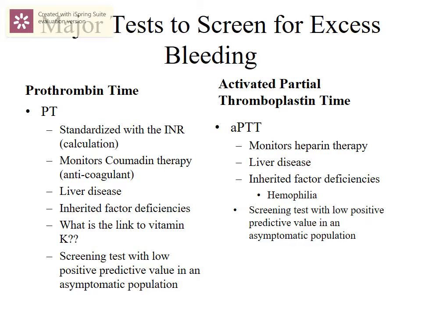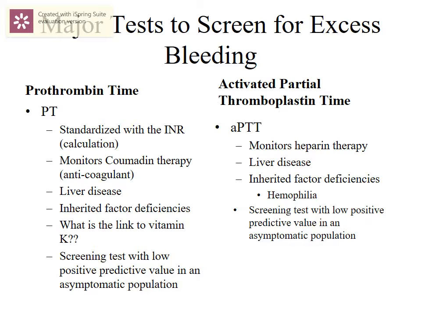This is a screening test with a low positive predictive value in an asymptomatic population. What does that mean? That means that for people without medication history or symptomatic history, an abnormal prothrombin time probably does not point to a coagulation factor disorder in a person who is just being screened. Meaning, we have to look further, if somebody has an abnormal prothrombin time and nothing else contributing to that abnormality. The activated partial thromboplastin time, just to review, is used to monitor drug therapy.